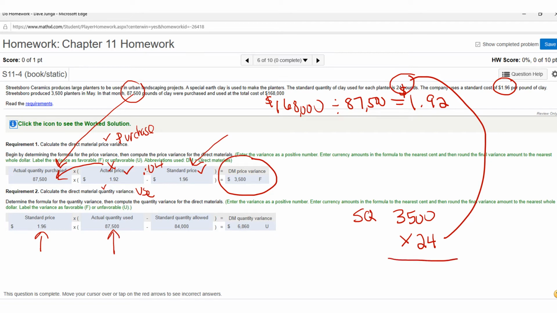So if you take 3,500 times 24, that's going to give you right at 84,000. That's going to be that number right there. And what that essentially means is if they actually produce 3,500 planters using a standard input of clay of 24 pounds, 84,000 is what they thought they should have used, and then they actually used 87,500, so that's bad. So the difference times that standard price would give you an unfavorable quantity variance of 6,860.